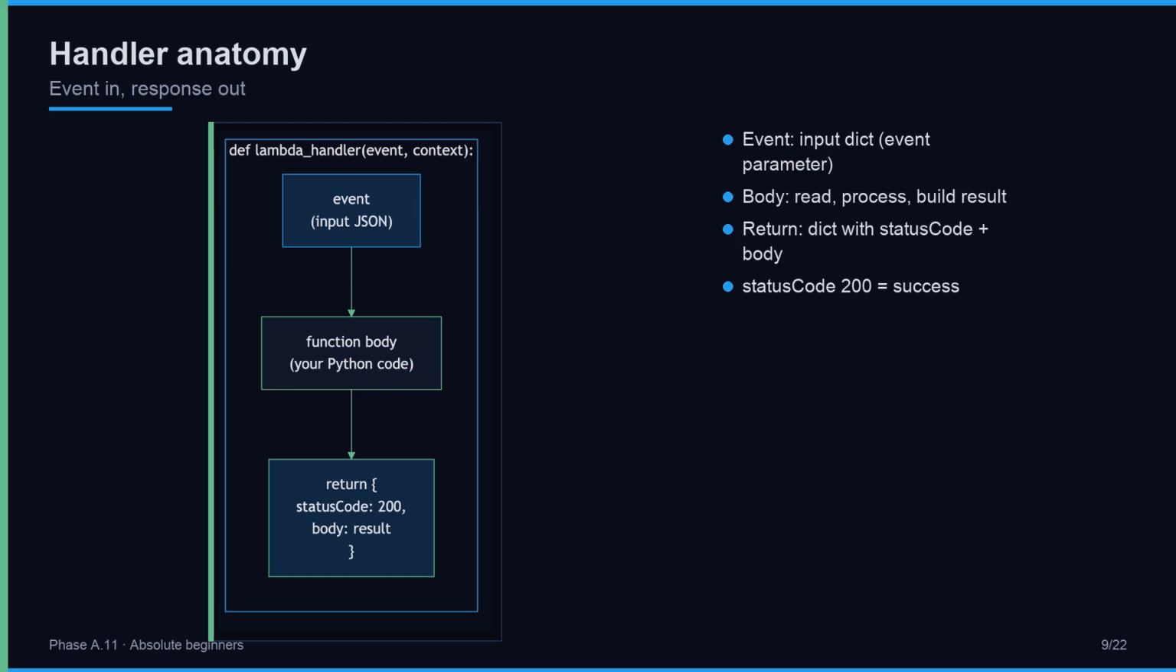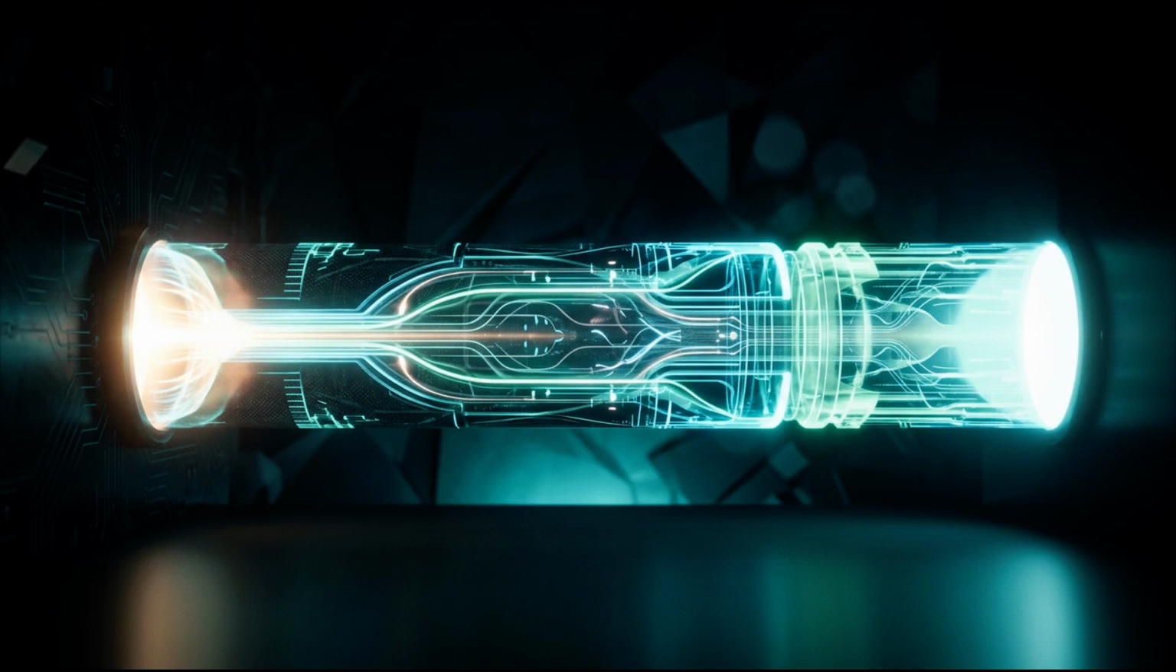That is the entire shape. Event in, work done, response out. Everything else is detail. The handler is a tunnel with a clear entrance and a clear exit. A tunnel with two ends.